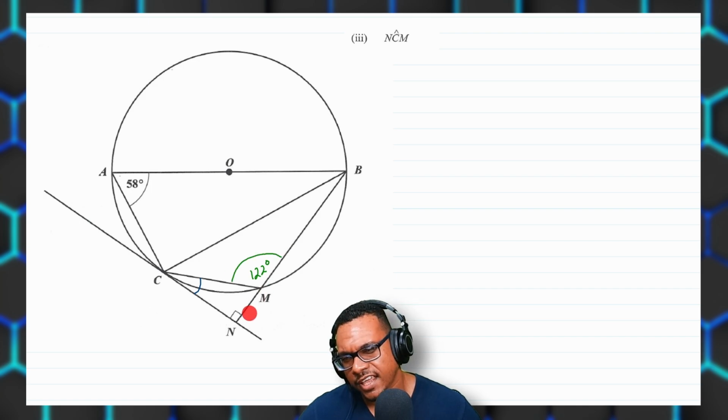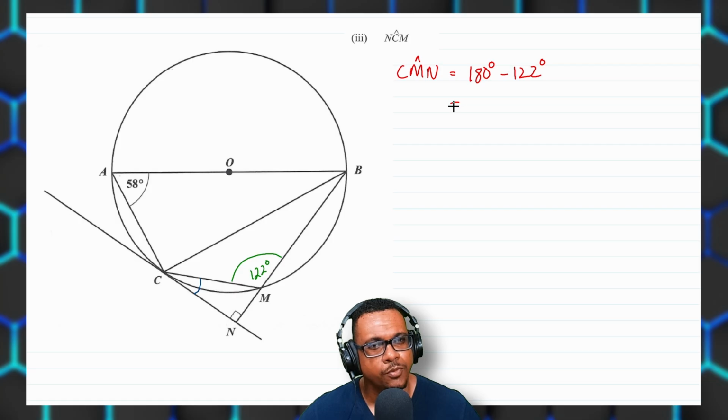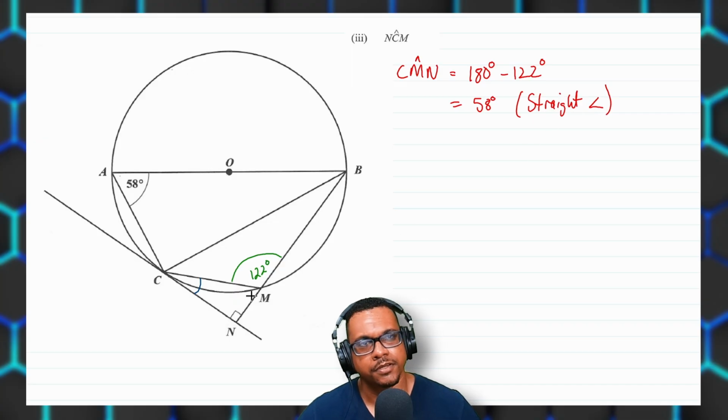Now this is a straight line. So if I was to subtract 122 from 180, I will get this angle here. So this angle here will be CMN. So I'm going to write that. So CMN is equal to 180 degrees take away 122. And that's equal to 58 degrees. Now the reason for that is basically a straight angle, right? On a straight line, the angle is 180 degrees. So straight angle. So I'm going to put in that. This is 58 degrees here, 58.